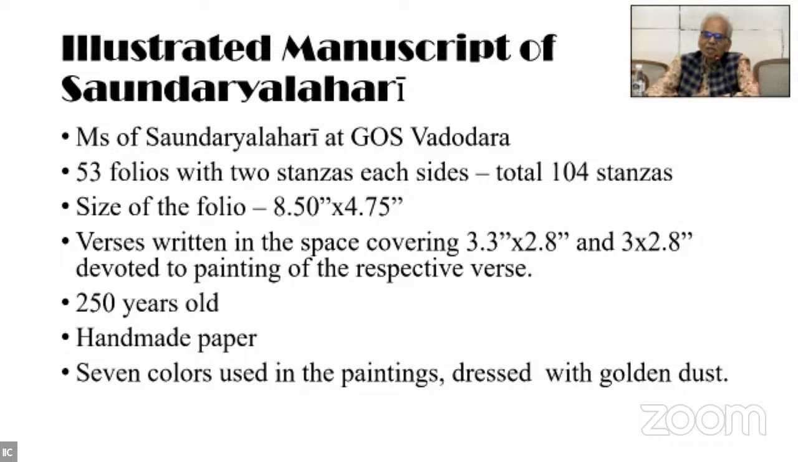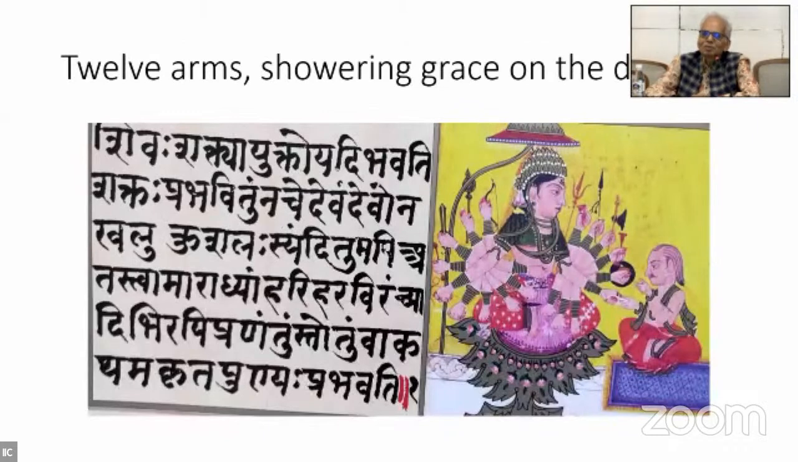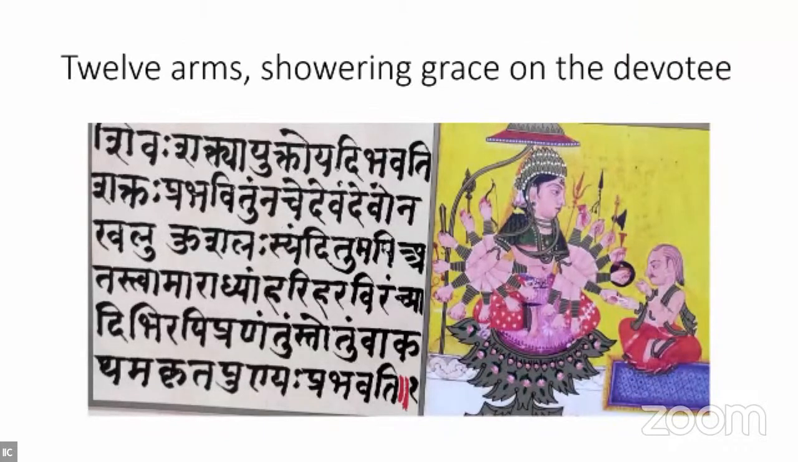And 7 colors are used in each painting, almost in all of the paintings, with a golden hue, and that dressing is done with golden powder. So I will just give some examples. One should study each and every stanza and the way the painter has created it.